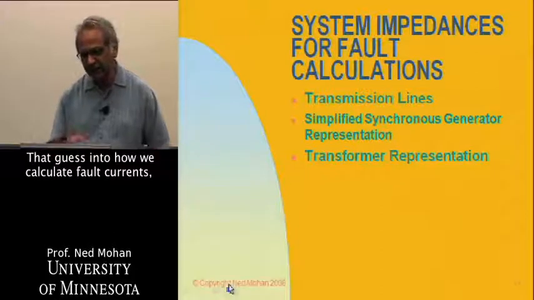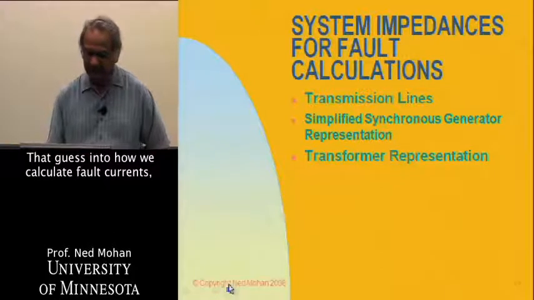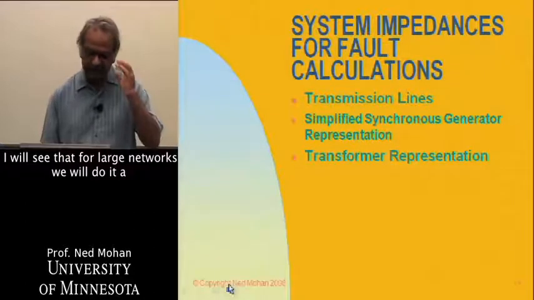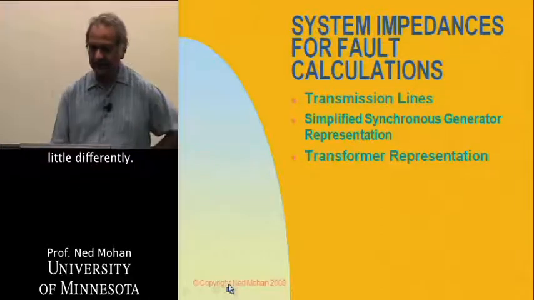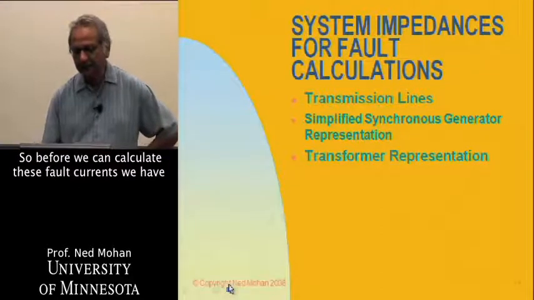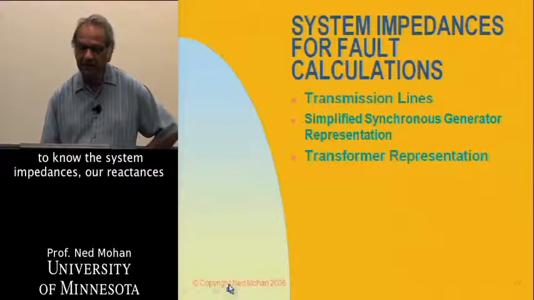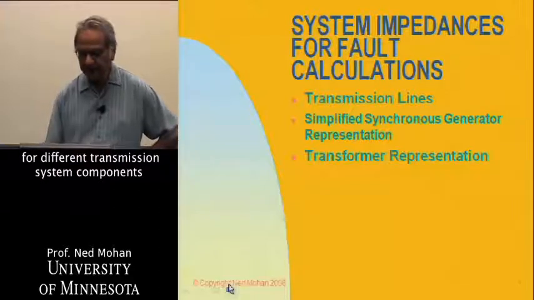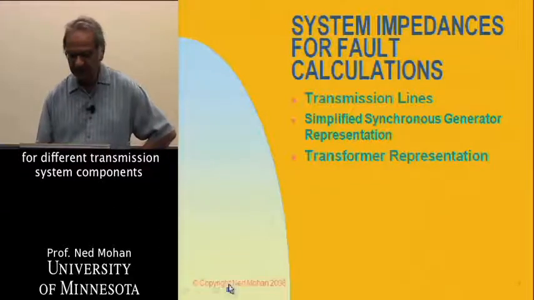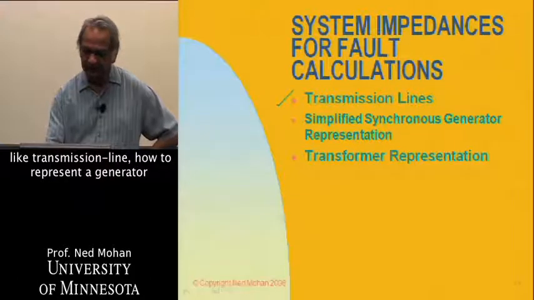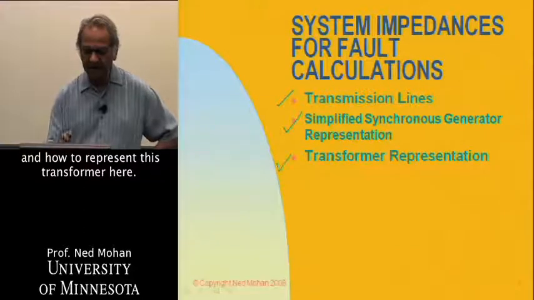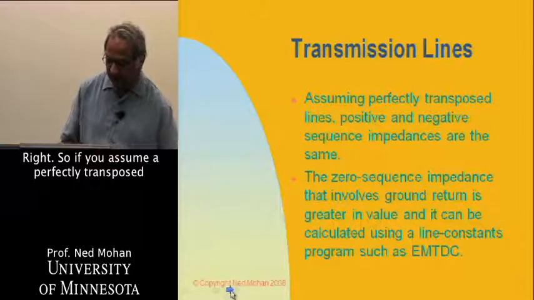So that goes into how we calculate fault currents, at least on paper. I will see that for large networks, we will do it a little differently. So before we can calculate these fault currents, we have to know the system impedances, reactances for different transmission system components, like transmission lines, how to represent a generator in a very simplified manner for these fault studies, and how to represent this transformer here. All right.